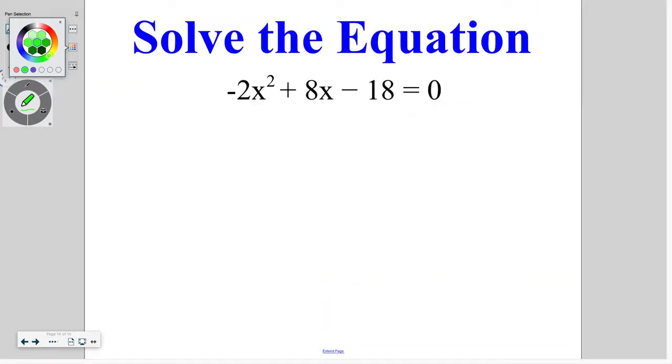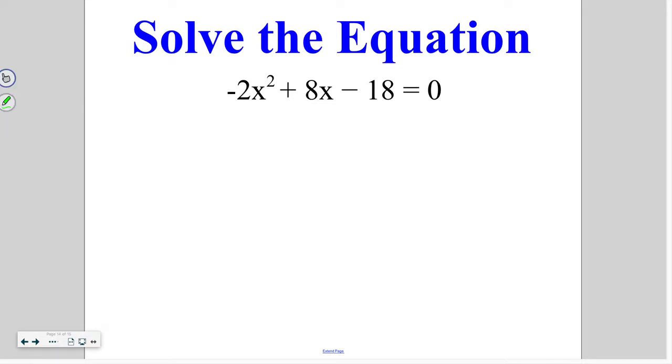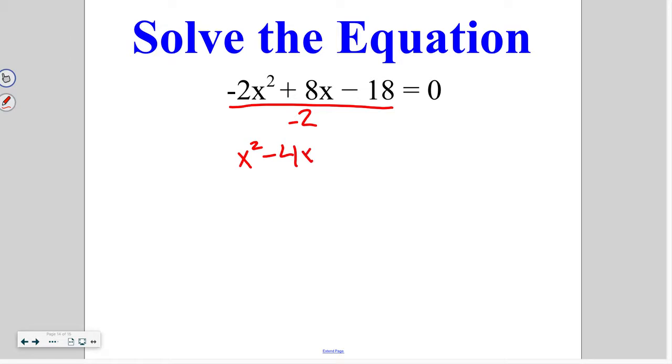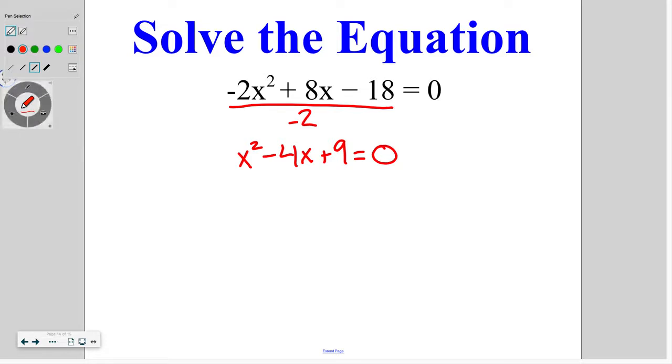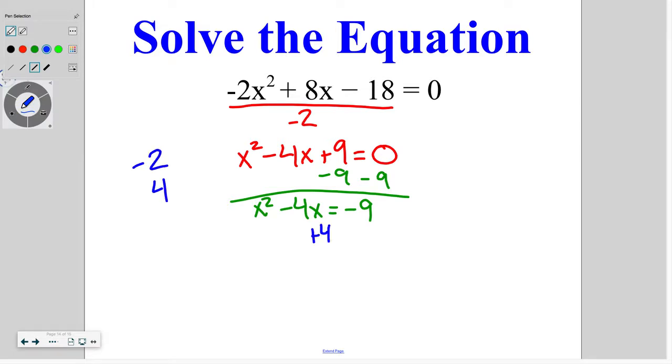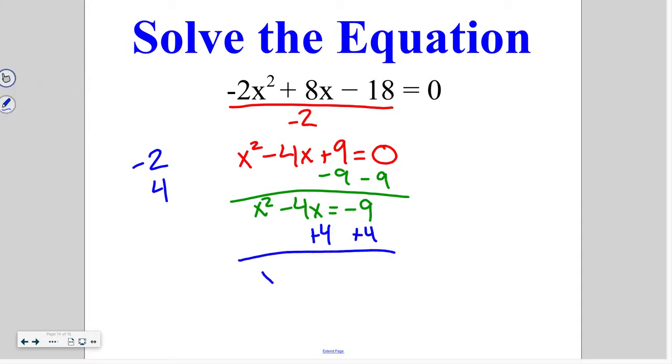I'm going to go ahead and show one more example, which is the last sort of case that you are going to run into. Again, start by getting rid of that a value. So I'm going to end up with x squared minus 4x plus 9 is equal to 0. Subtracting 9 from both sides, I'm going to get x squared minus 4x is equal to negative 9. Completing the square, cutting negative 4 in half is negative 2. Squaring that is 4. So adding 4 to both sides, x squared minus 4x plus 4 is equal to negative 5.